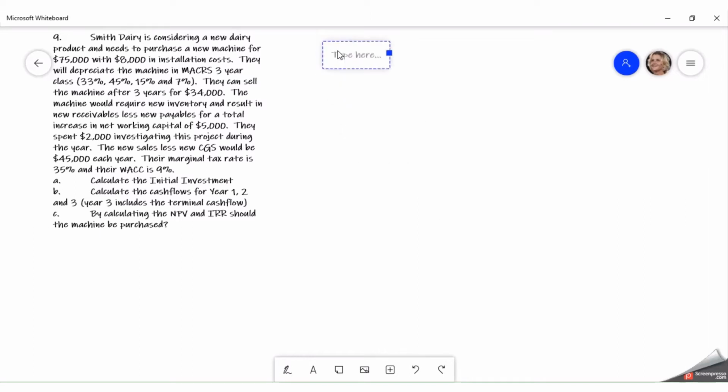So our initial investment is going to be the $75,000 plus the $8,000 in installation costs. So that takes that up to $83,000. I'm going to call this the depreciable base.